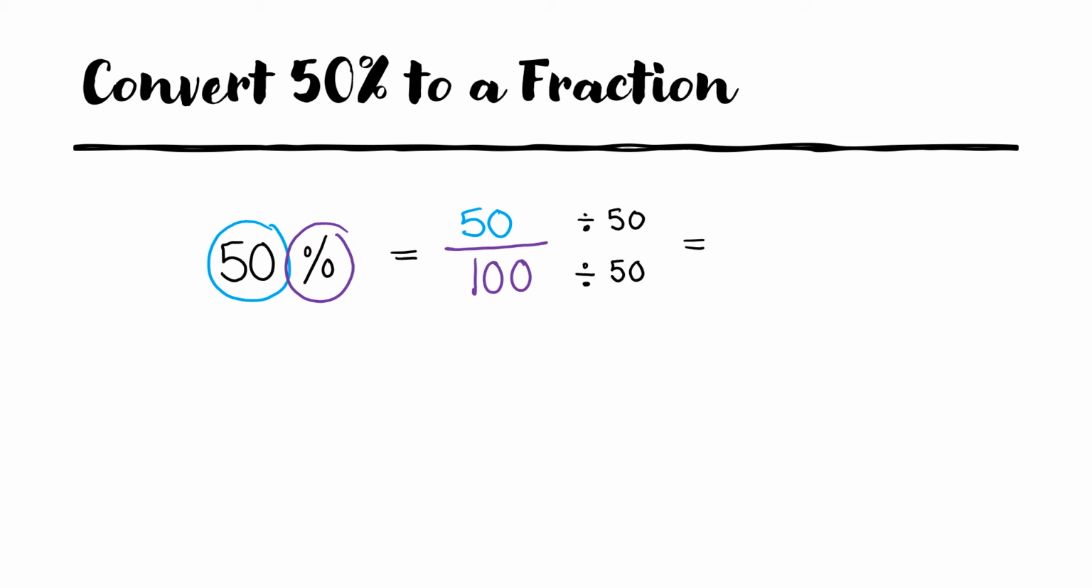50 divided by 50, why am I writing 50? 50 divided by 50 is 1, and 100 divided by 50 is 2. If we accidentally found a common factor instead of the greatest common factor, you might have to simplify again, but 1 and 2 have no common factors, so this fraction is simplified. 50% is 1/2.